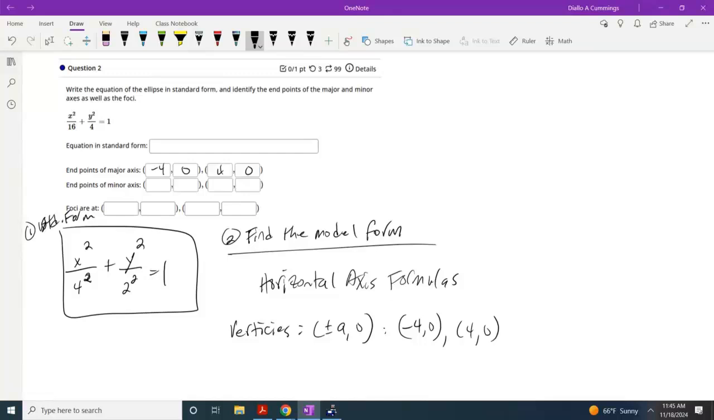Next, we're asked to find the endpoints of the minor axis. And if you look back at those formulas, they take on the form 0 comma plus or minus b. And since we wrote the equation in standard form, we can see that b should be 2 because the square root of 4 is 2. So I'm going to write this out as 0 comma negative 2 and 0 comma positive 2.